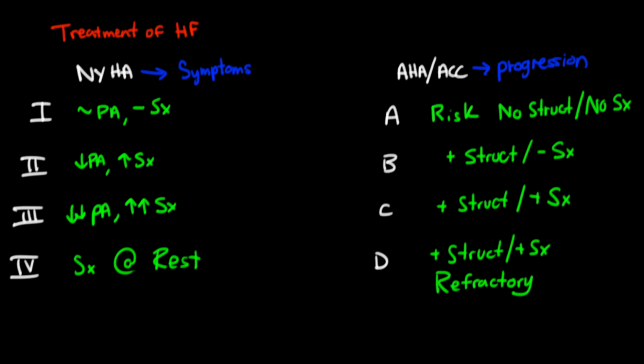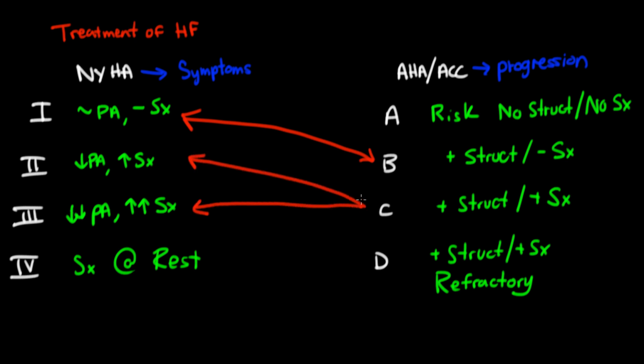These two classification systems are not mutually exclusive, and different stages in the New York Heart Association can correspond to different stages in the AHA-ACC classification. And so Class 1 and Stage B are generally associated. Class 2 and 3 correspond to Stage C in the American Heart Association and American College of Cardiology classification. And finally, Class 4 and Stage D correspond to each other.